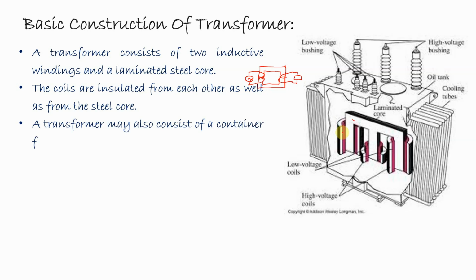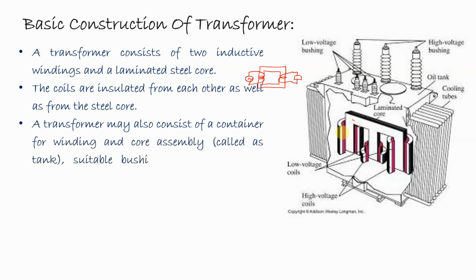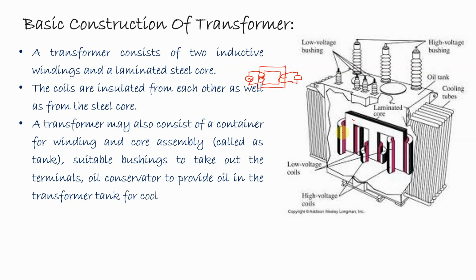The transformer may also consist of a container for the winding and core assembly, which is called a tank. There are some suitable bushings to take out the terminals. There are oil conservators to provide the oil in the transformer tank for cooling purposes. So now see this figure. Here this is considered as a tank. Within this tank, this part is the transformer. This is the part of the transformer which is placed within a tank.